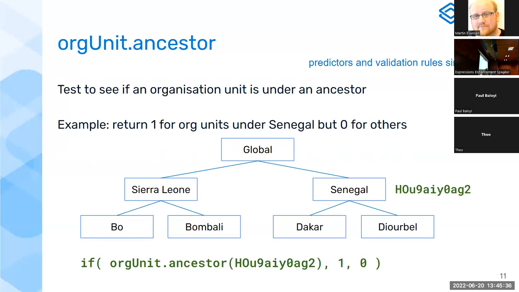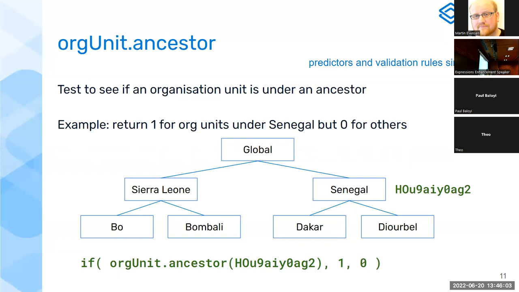We had some people coming to us and say, we need predictors. We want to make a prediction, but we want them only for one country. This is for an NGO that's working in several different countries. And we just want to run the predictors for Senegal, or we want to run them also for Sierra Leone, but with different parameters.